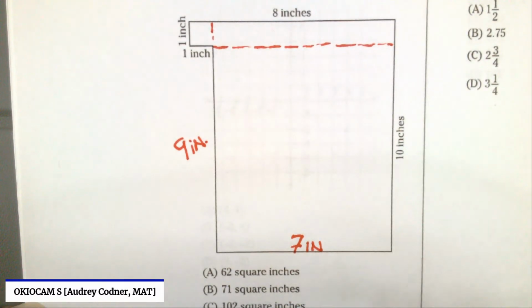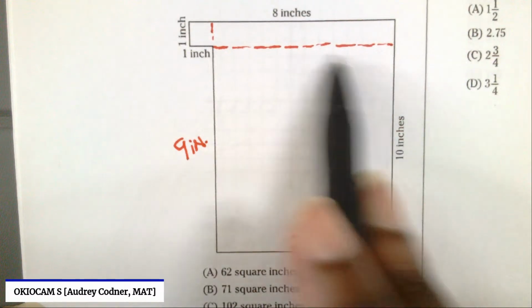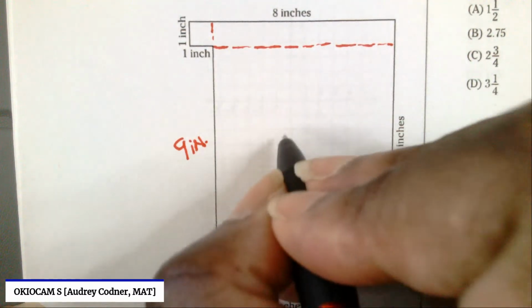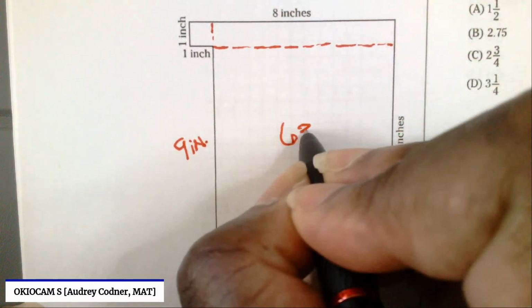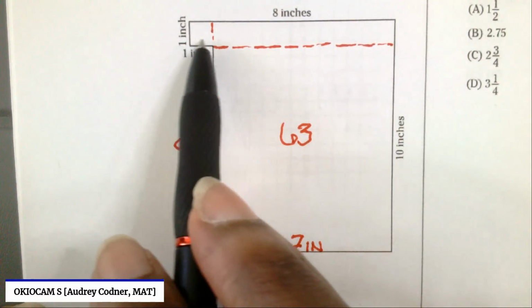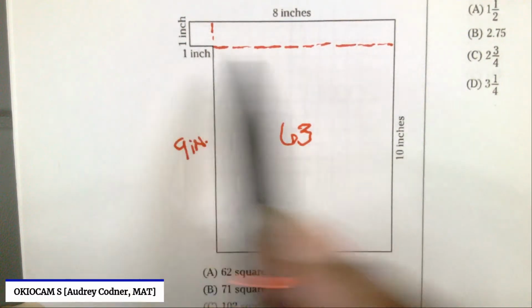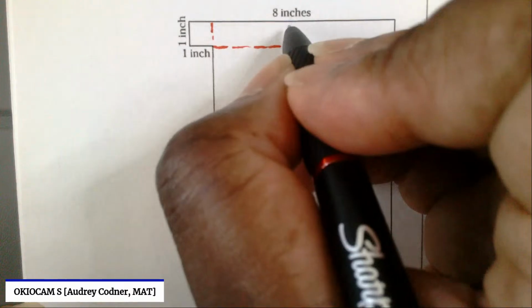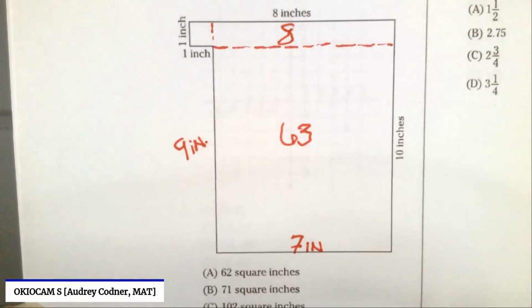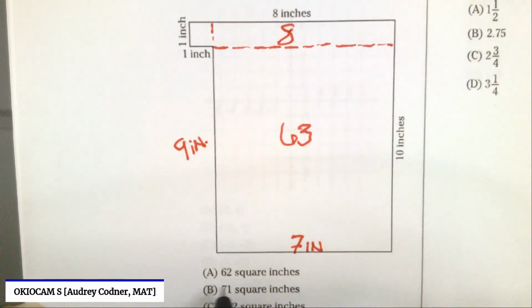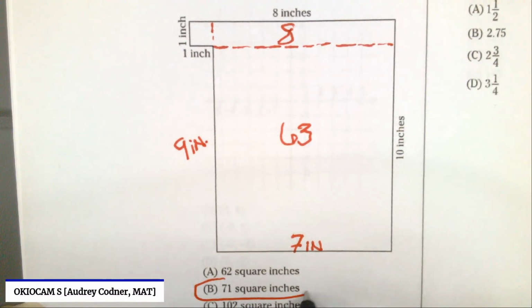I appreciate you. All right, so for this section right here, we have 9 times 7. 9 times 7 gives me 63. Then we have this piece up here, which is an 8 by 1. So 8 by 1 will give me 8. So if I add together the 63 and the 8, yes, my people, we will get 71.